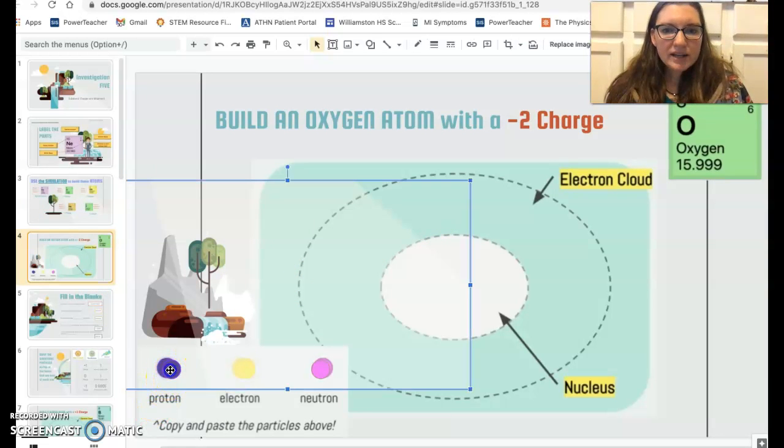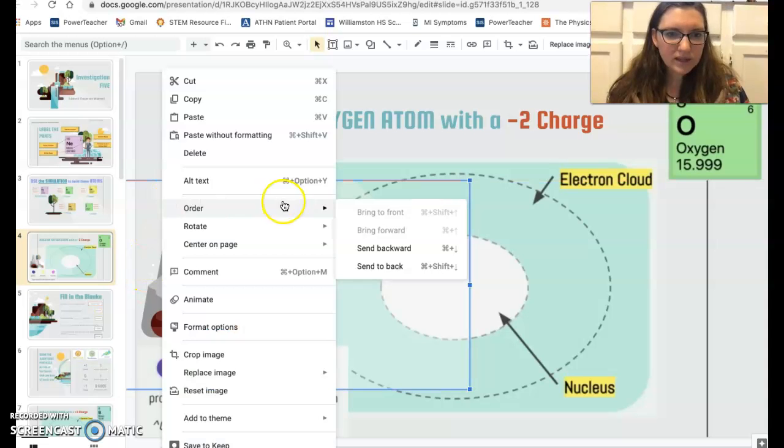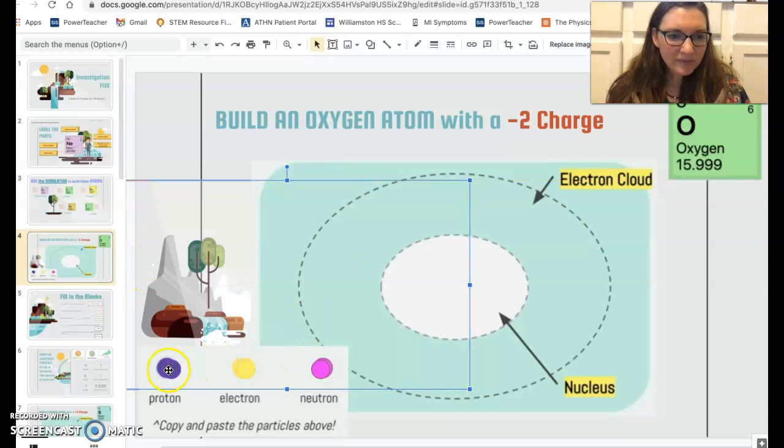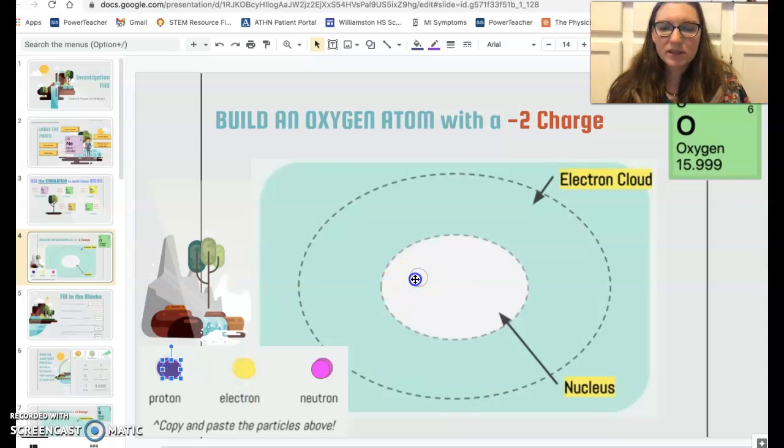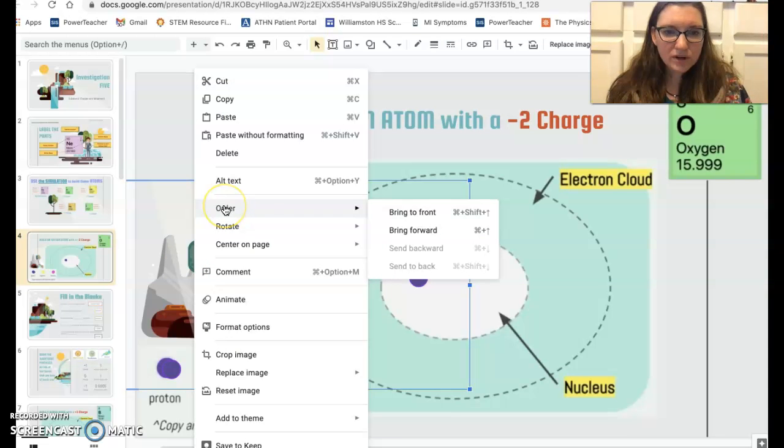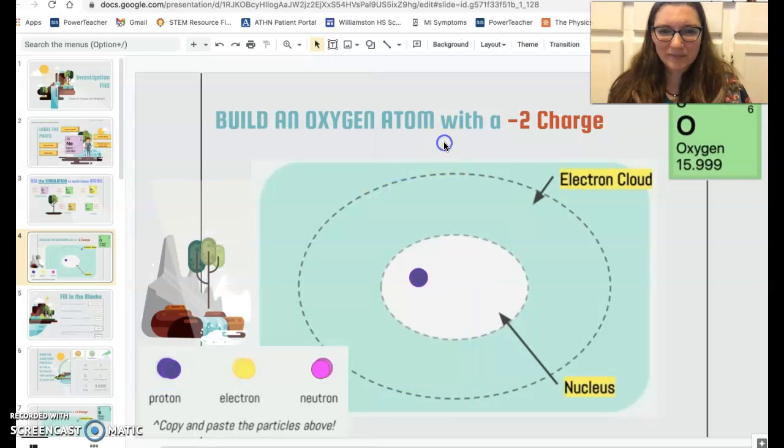All right, oxygen atom with a -2 charge. I guess I need to make this send to back. Okay, if ever there's something that's in your way there, if you right-click on it and you say order, you can make it go to the back, and that will make it out of your way.